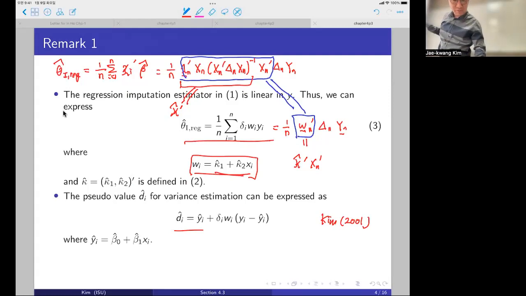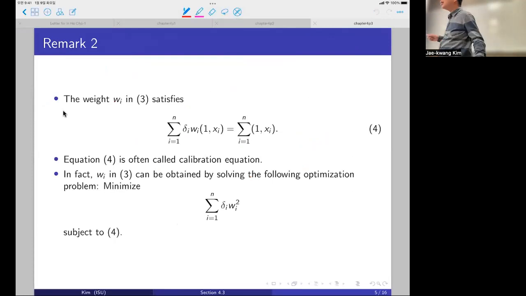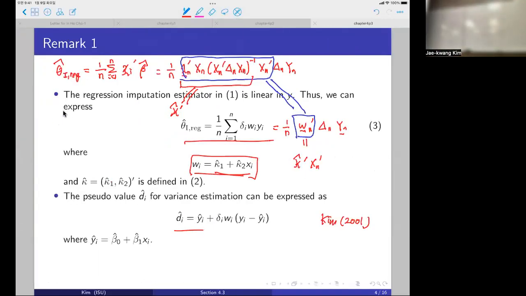Actually, let me move on. So we are using the imputed value only when delta equals 0. But if delta is 1, we simply have d hat equal to y. So how does the W work? This is a formula for variance estimation only. For point estimation, you should put W equal to 1.